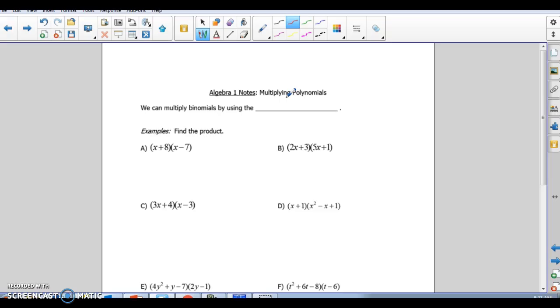You change the subtraction sign into an addition sign between the set of parentheses and then change the sign of the terms behind the subtraction. And then we're going to just combine like terms. You guys remember? So today we're going to talk about multiplying polynomials, and we multiply polynomials by using the distributive property. Okay? So find the product.